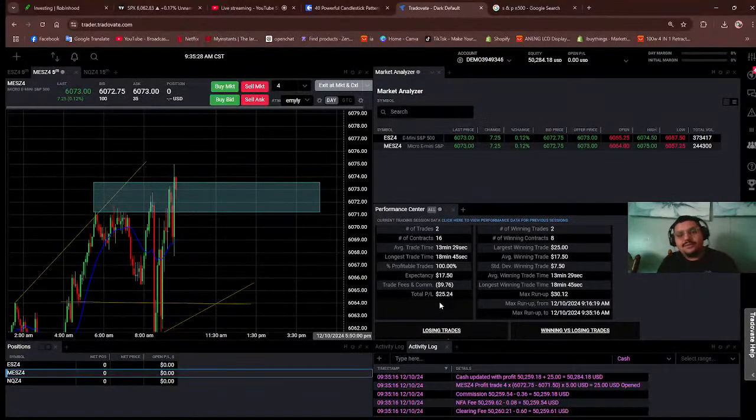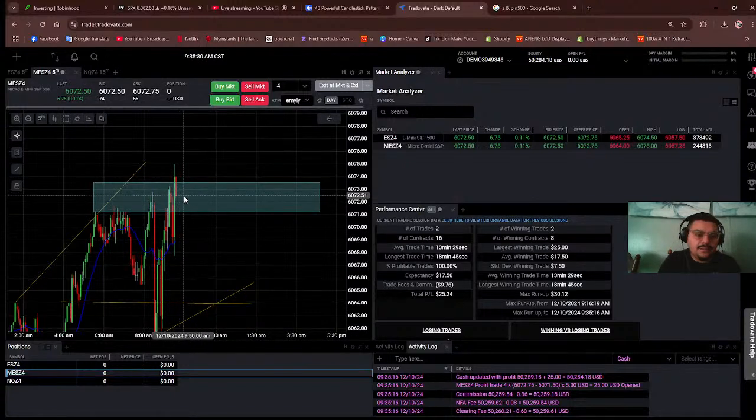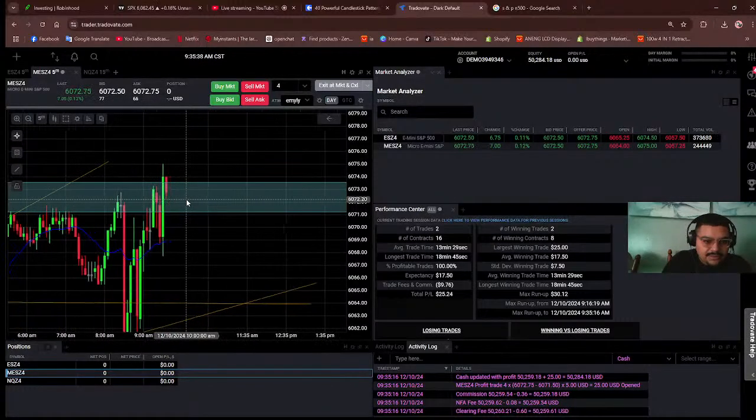Total profit 25. Again, guys, I'm brand new at this. Still trying to work out the numbers. Still trying to work out the strategies. So don't judge me. All right, so I'm seeing a little resistance here. It already broke my resistance. I'm seeing little resistance here, and I see that it's above my marker, and it might shoot down.